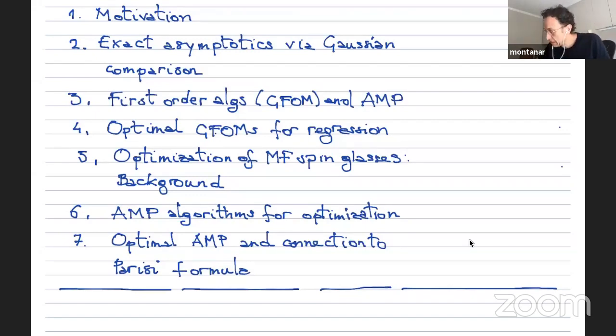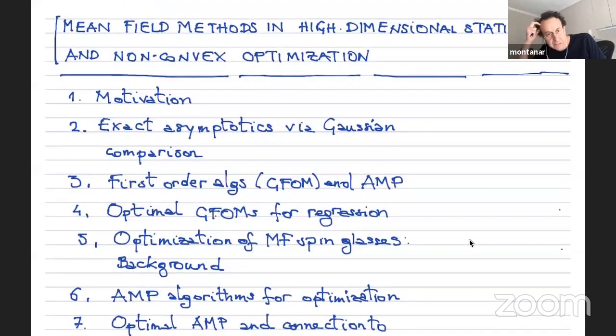So this will be a series of lectures, the title is Mean Field Methods in High-Dimensional Statistics and Non-Convex Optimization. I want to describe some progress that was made over the last several years about algorithms and methods in statistics, with ideas that come mostly from probability theory or physics.